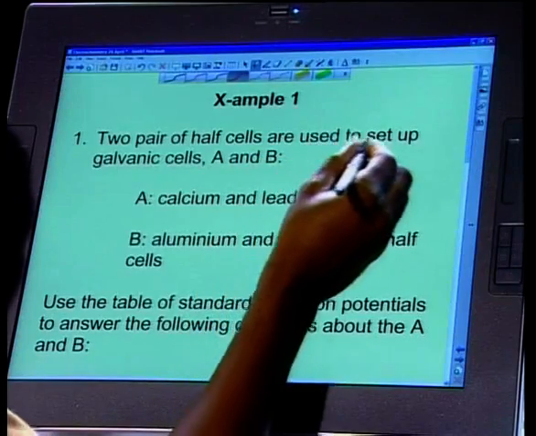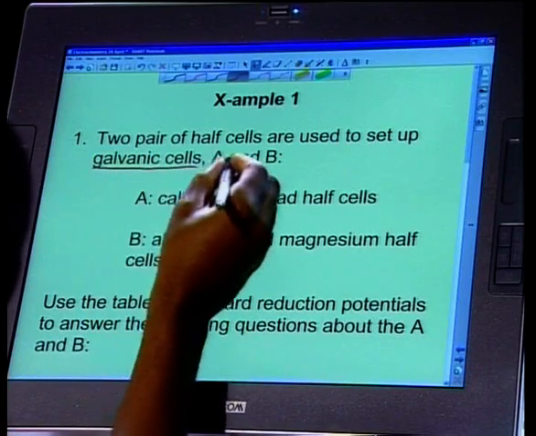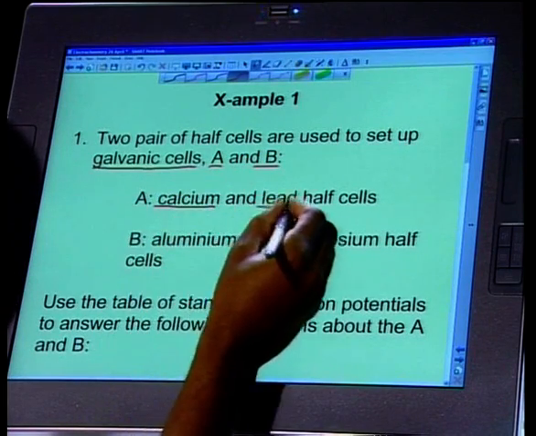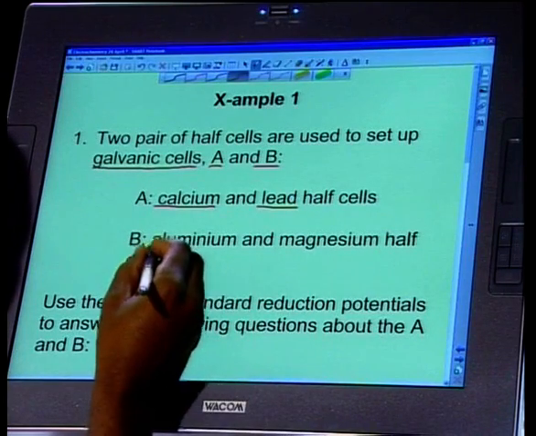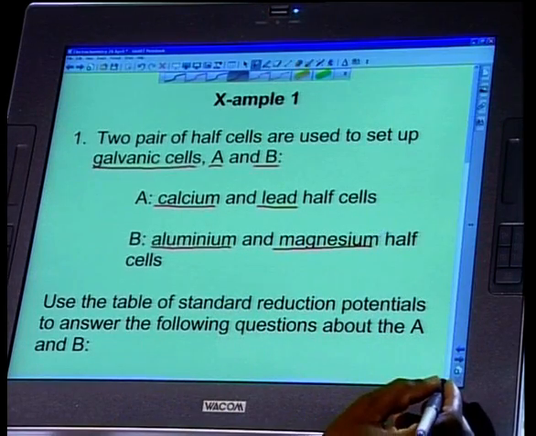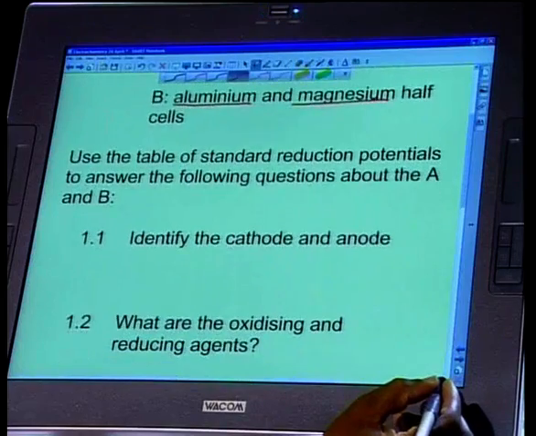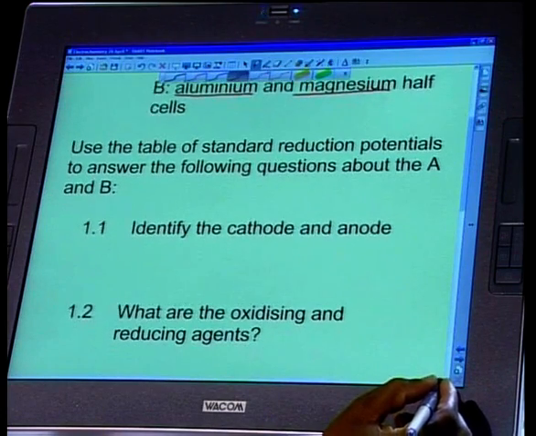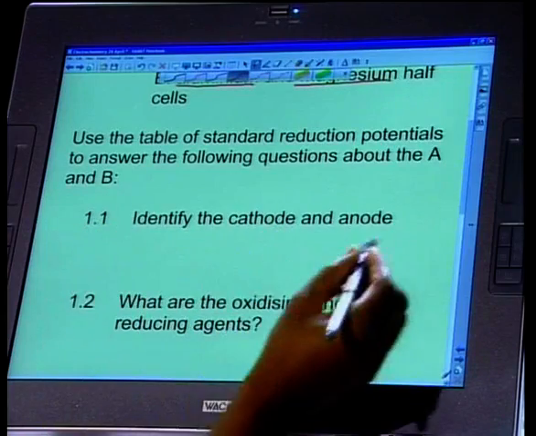Now, let's look at an example. We've been talking a lot. Let's see if we can approach some of the questions and answer them. Two pairs of half cells are used to set up galvanic cells, A and B. Cell A consists of calcium and lead half cells. Cell B is of aluminium and magnesium half cells. Use the table of standard reduction potentials to answer the following questions about A and B. Now identify the cathode.